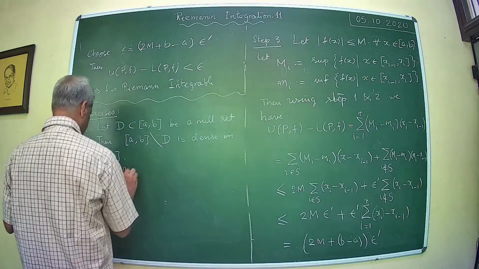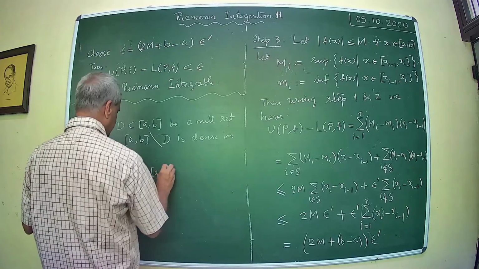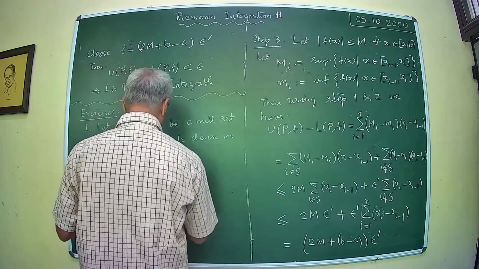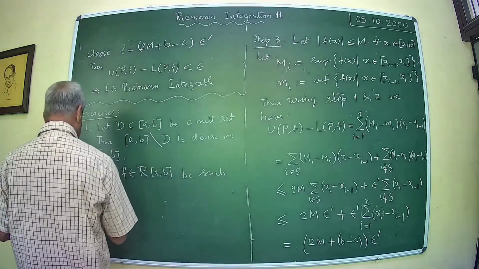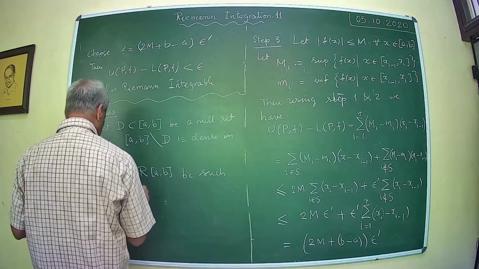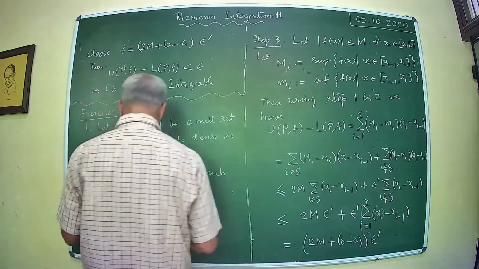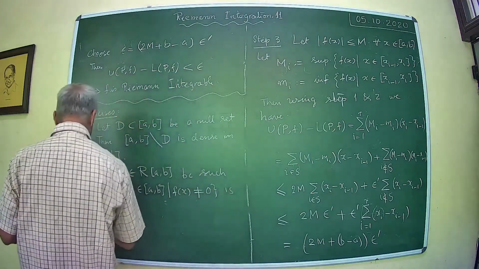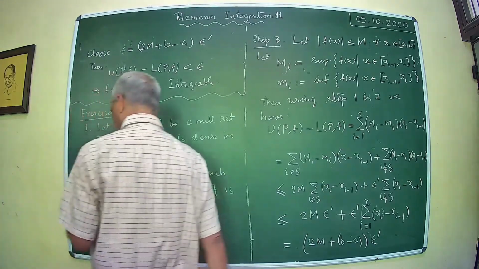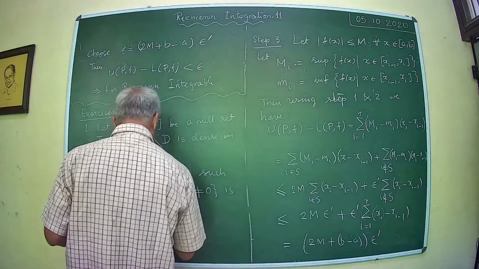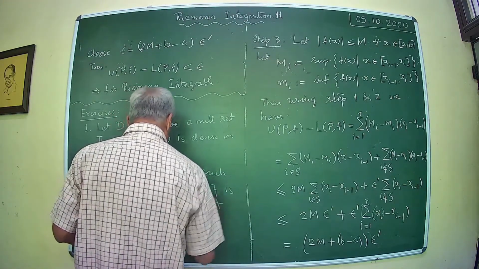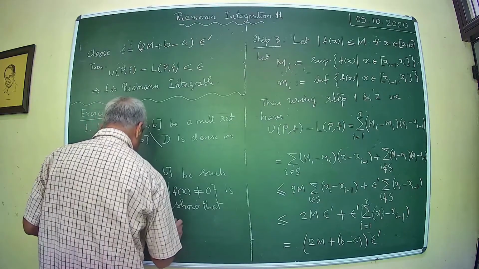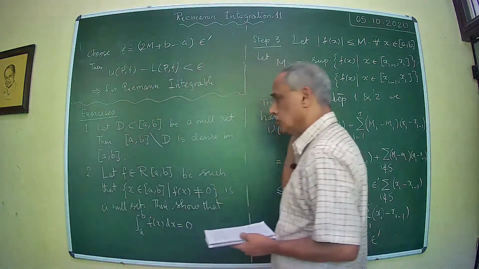Let f be a Riemann integrable function on [a, b] such that the set is one set, then show that the same sort of technique can be used to prove this. Okay.